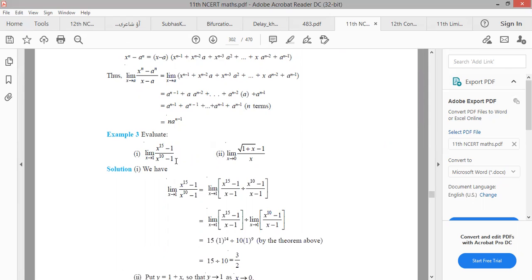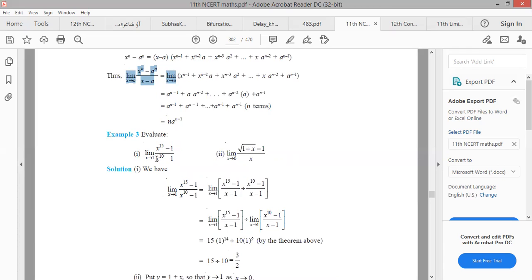So what to do for that? It's very easy. You see here in this theorem, the limit of (x^n - a^n) divided by (x - a), so it is x and a. In the division, we should have x - a. For example, here it is x^15 - 1, so here it should have been a^15, that is 1^15, which is equal to 1. That's no problem. But in the division, we should have x - 1.